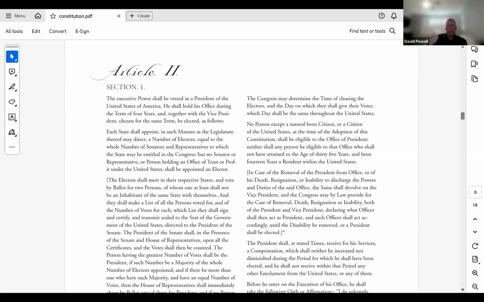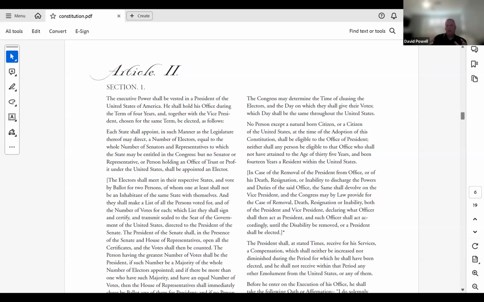So every candidate will put forth a slate of electors that are supposed to be bound to that candidate. And then if that candidate wins the state of California, then their slate of electors will be the electors that are certified by the governor as the electors for California. Then in December, those electors will all gather in Sacramento.